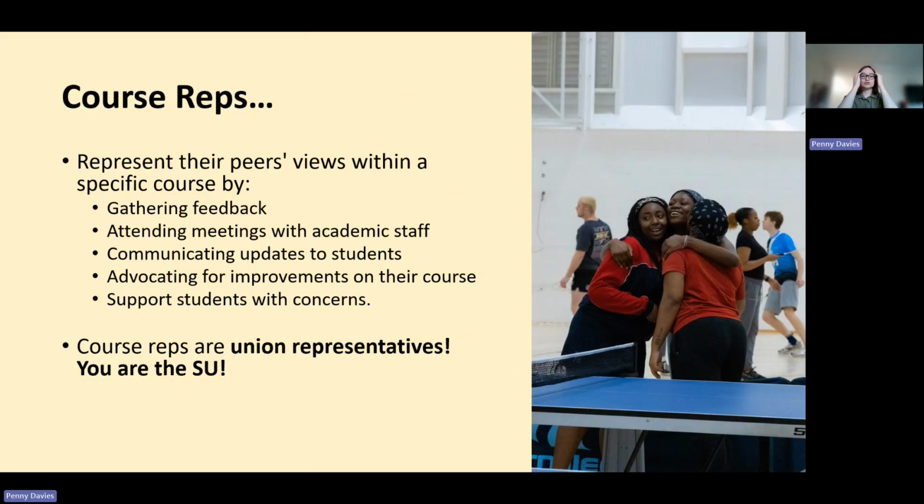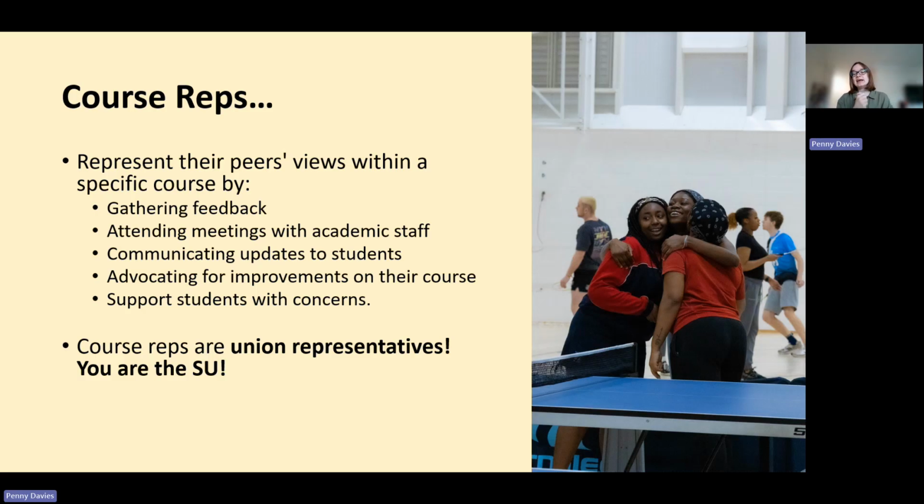So, course reps. Essentially, what course reps do is represent their peers' views in a specific course. They do this by gathering feedback, attending meetings with academic staff, communicating updates to students, advocating for improvements on their course and supporting students with concerns. A really important thing that we need to stress to you as Students' Union staff is that you as course reps are union representatives. You are the Students' Union.